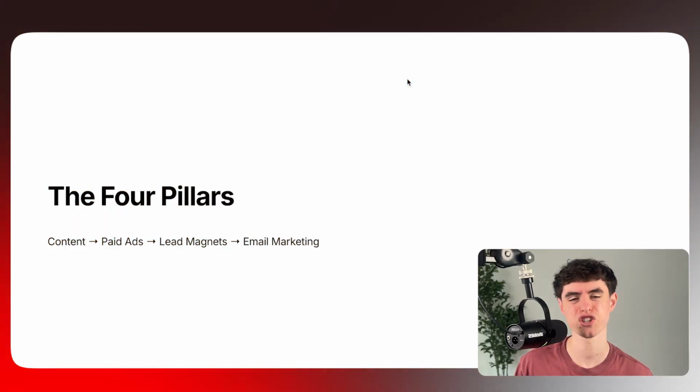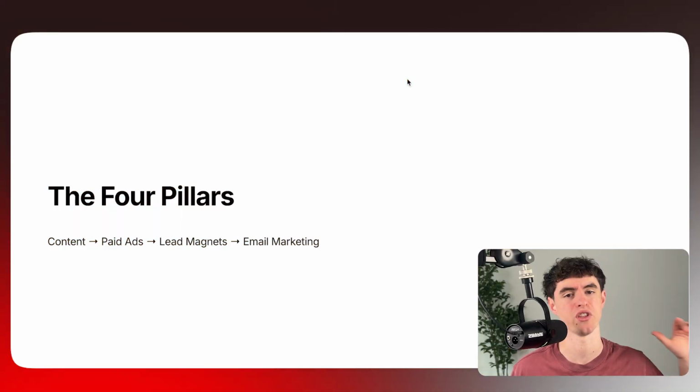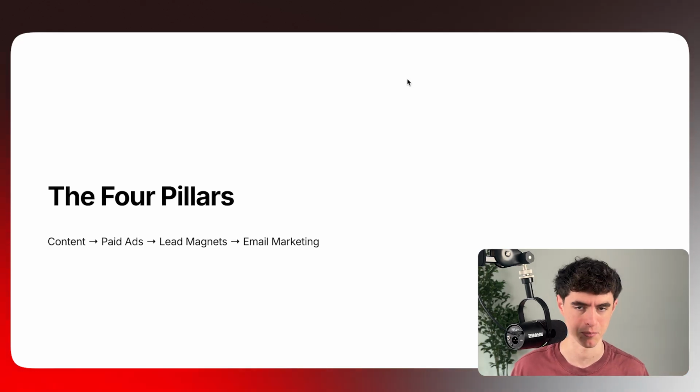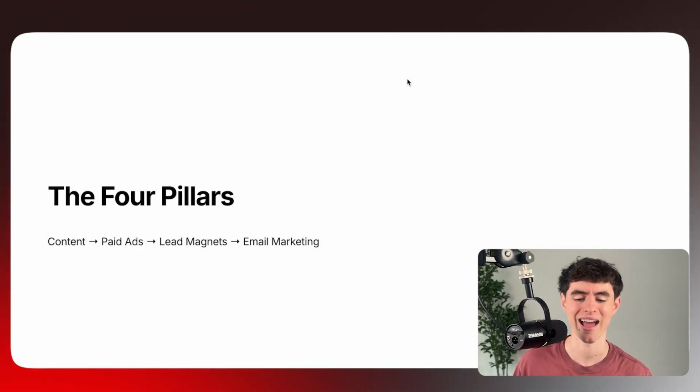So let's go. Since COVID, there have been four main pillars that have been crucial for the success of the top producing realtors and real estate businesses. And that is content, paid ads, lead magnets, and then email marketing. We're going to go over all four of these, and it's more important than ever to understand each of these, especially going into 2026, because they actually matter now more than ever before.